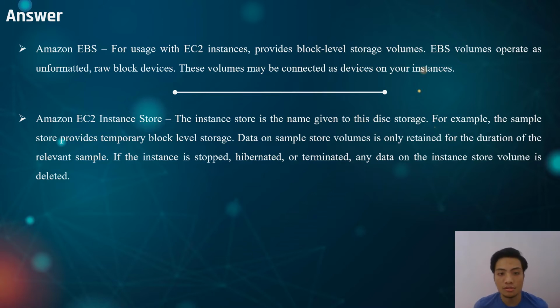For Amazon EC2 Instance Store, the instance store is the name given to this storage. The instance store provides temporary block level storage. Data on instance store volumes is only retained for the duration of the relevant instance. If the instance is stopped, hibernated, or terminated, any data in the instance store volume is deleted.